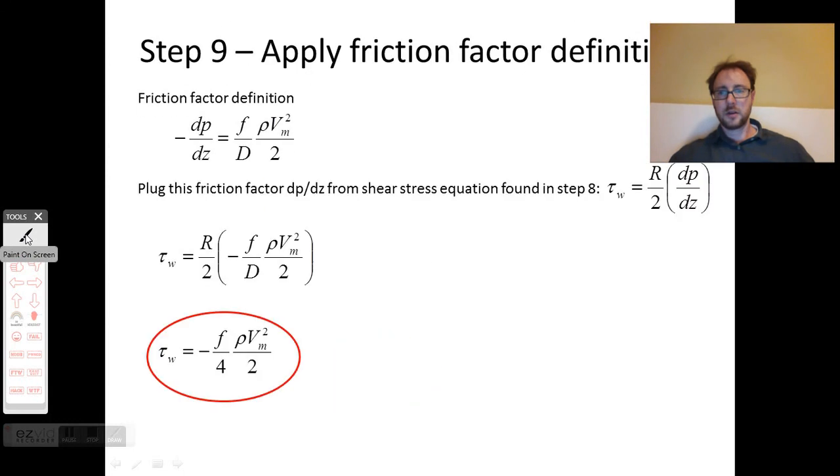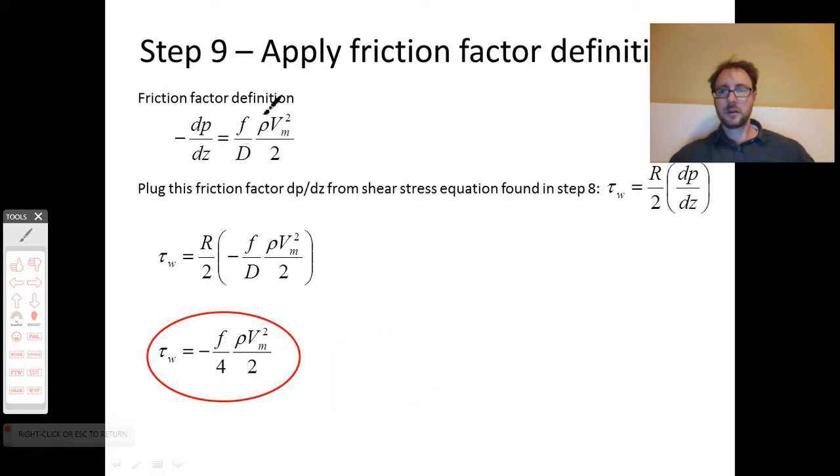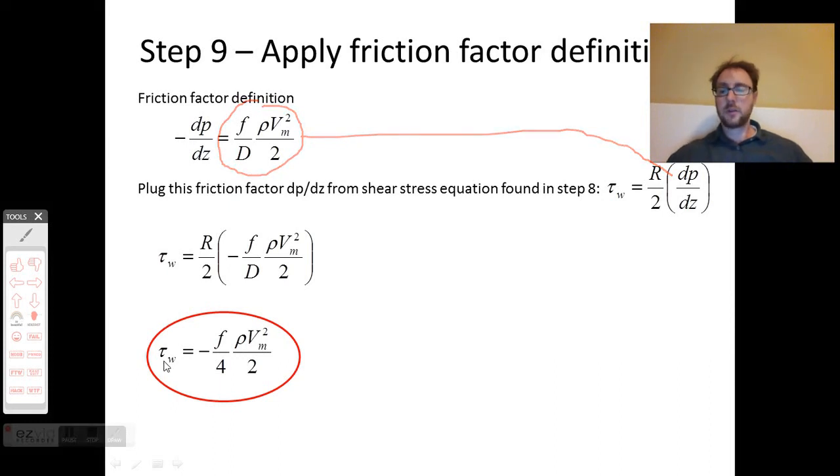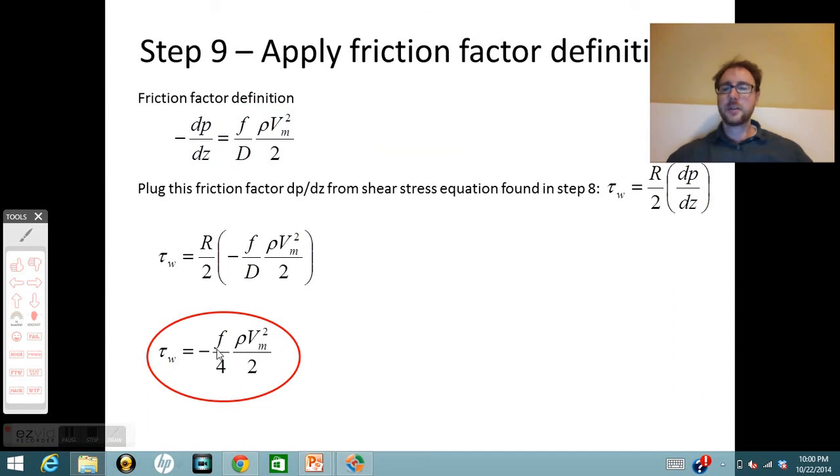So what we've done is we've taken this equation here and plugged it in over here. And then you simplify with the diameter and the radius being related to each other by a factor of 2, and you get that the shear stress at the wall is proportional to the friction factor over 4 and rho v squared over 2, which is a kinetic energy factor, or kinetic energy of the flow. So now we have wall shear stress defined in terms of the friction factor and the mean velocity.